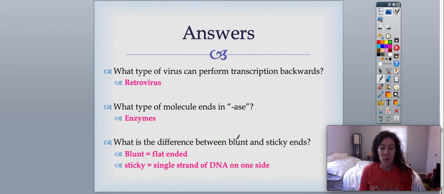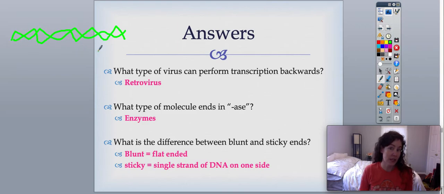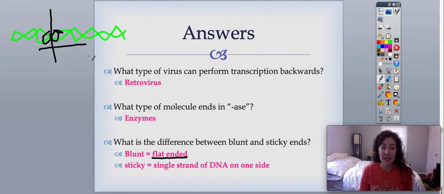What is the difference between blunt and sticky ends? So first off, those words describe the shape of how DNA was cut. So we've got a double helix, a nice double helix. If you have a blunt end, it's going to cut straight through that double helix. It makes a flat-ended cut. So both sides, this side and this side, have equal cuts.